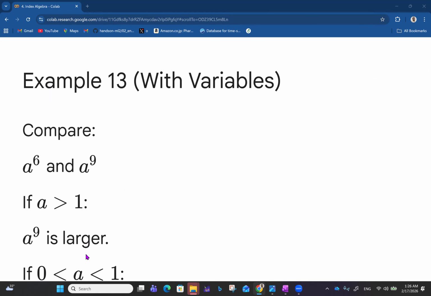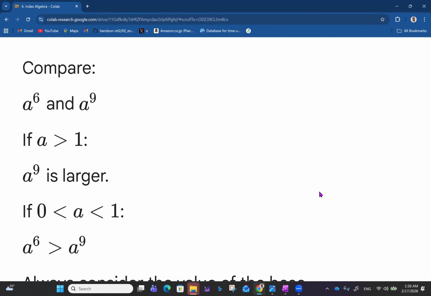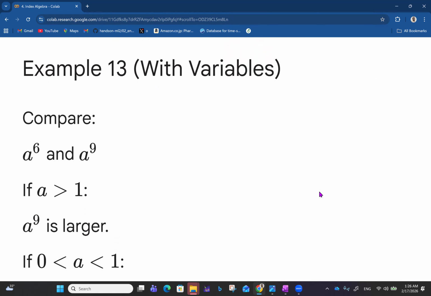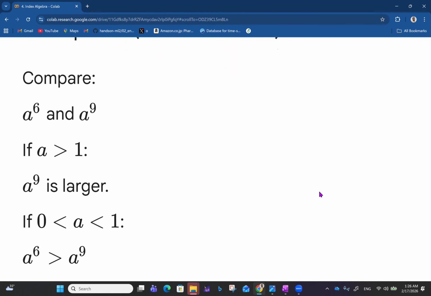So what if you want to talk about variables now? You want to compare variables. I think this is hard. This was the issue I ran into the other day on the worksheet. So imagine you want to compare a raised power 6 and a raised power 9. If a is greater than 1, that is, if this a is a big number, that is a number bigger than 1, then the powers will matter.